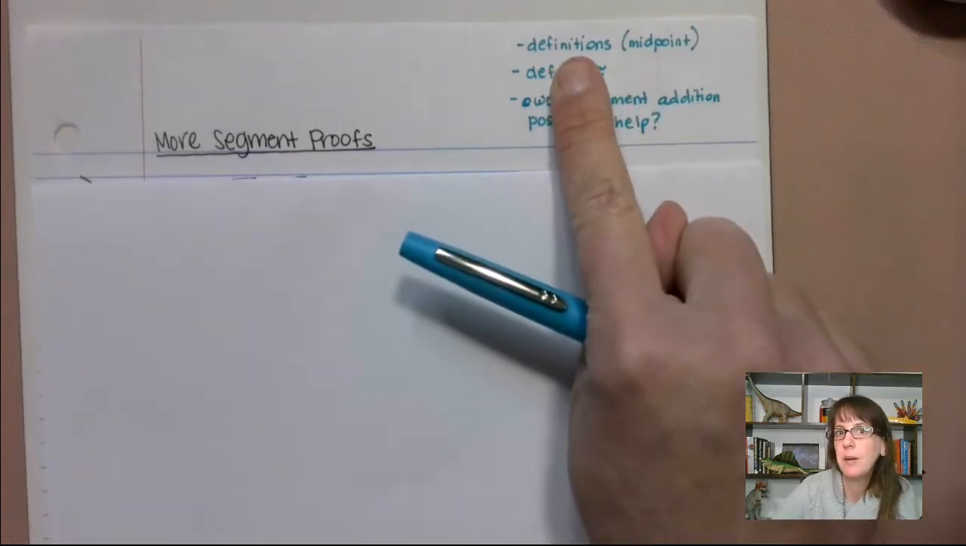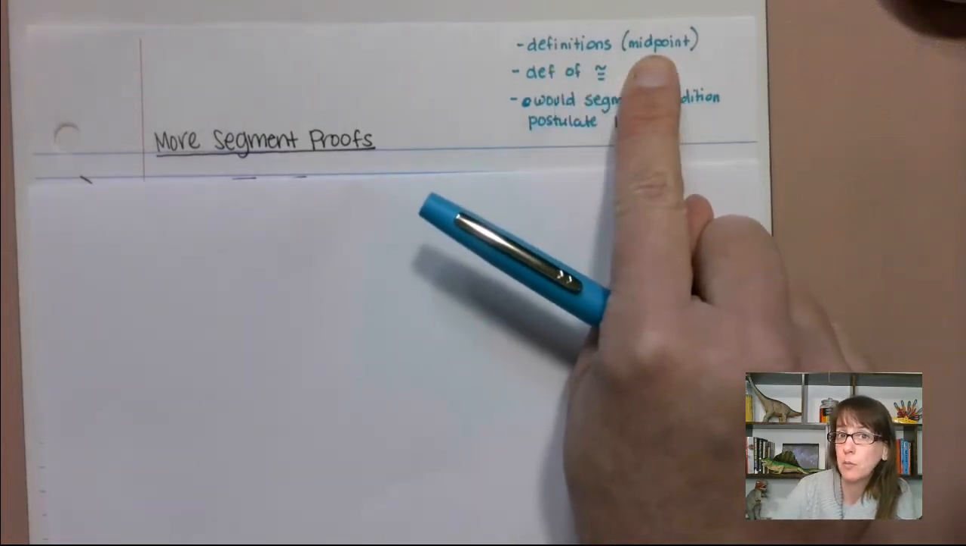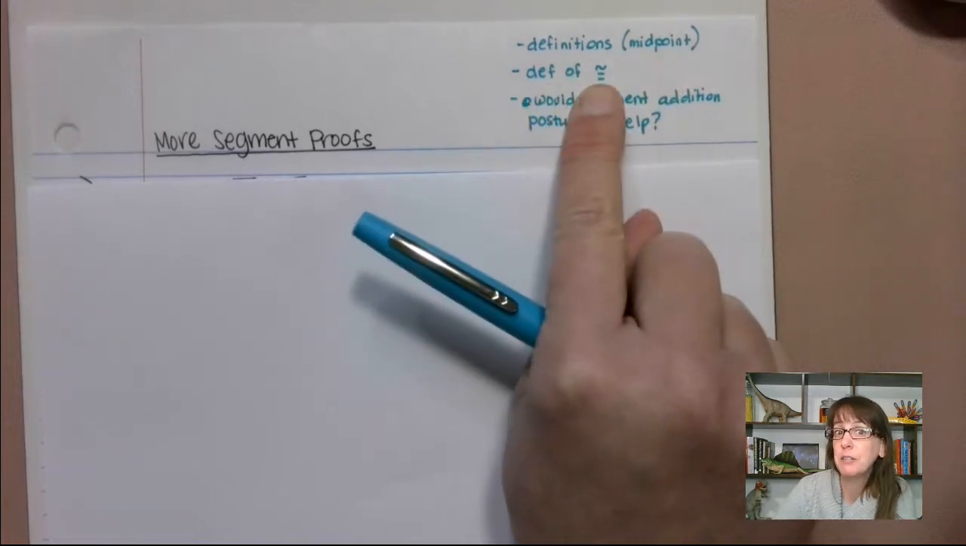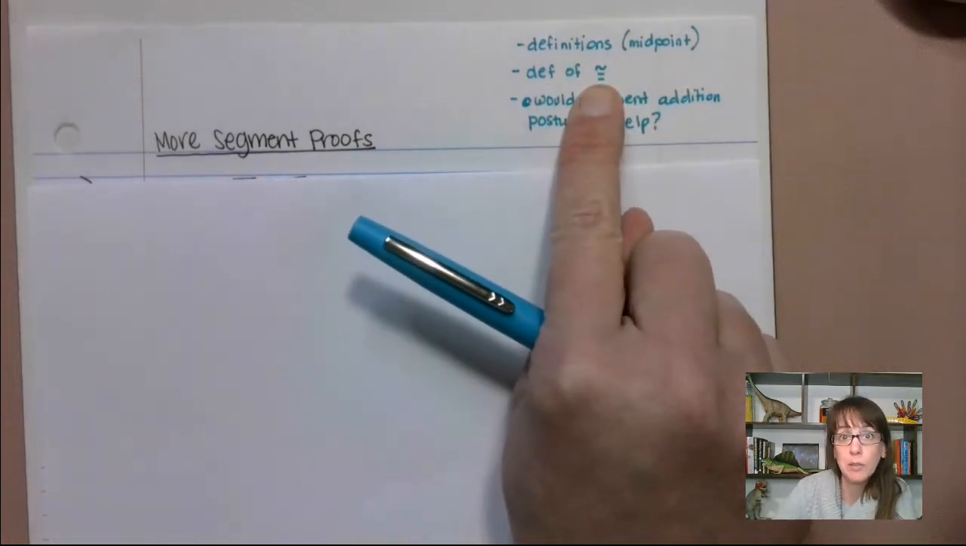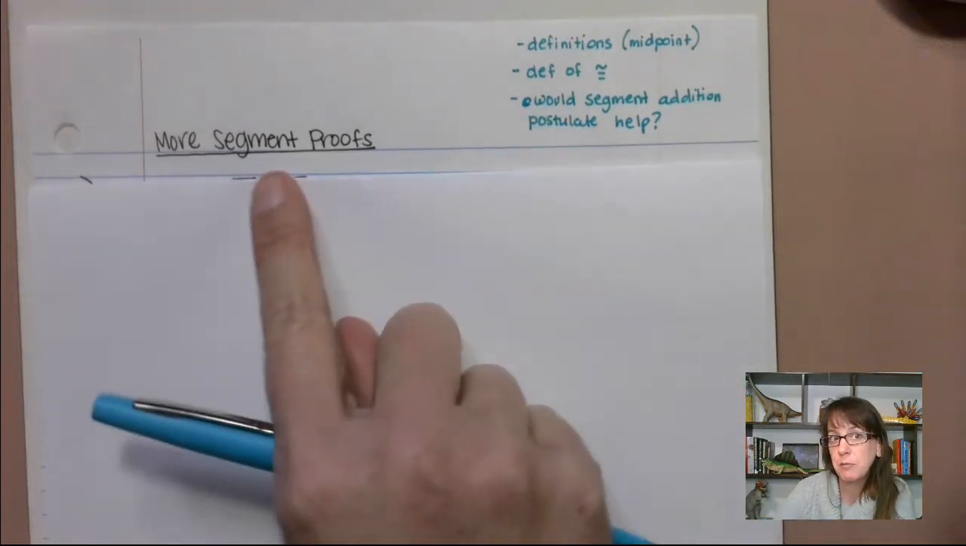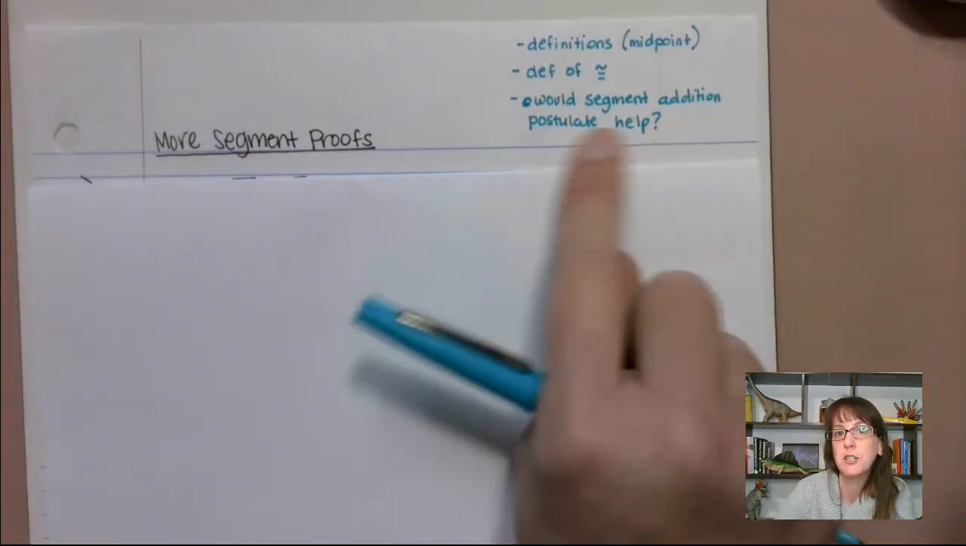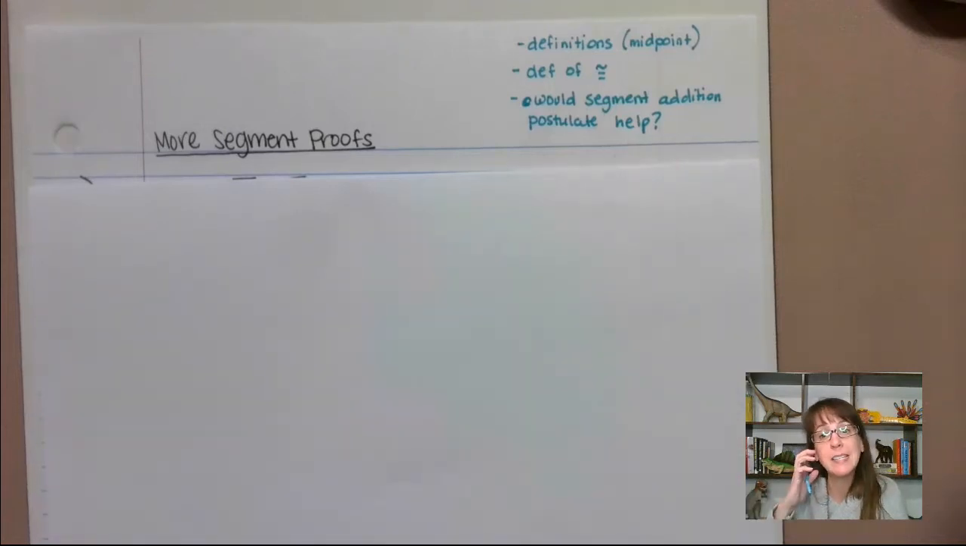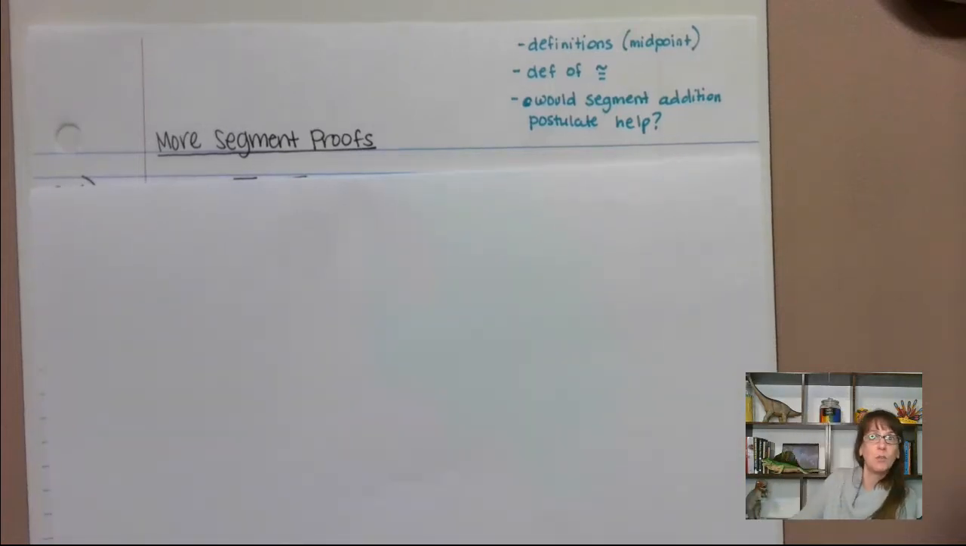In a previous video, I mentioned using definitions, especially when you see the word midpoint. And definition of congruence. So if something is congruent, then they're equal to each other. That really helps. And then asking yourself, especially when we're doing segment proofs, would segment addition postulate help? That's another good way to ask yourself to get you like 50% of the way there.